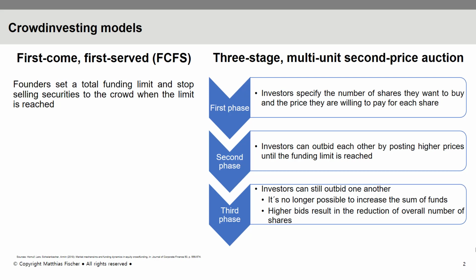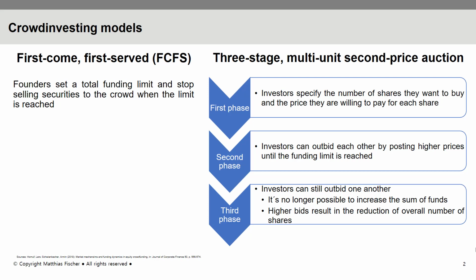The number of tickets and thus the start of the second phase of the auction are not known to the investors until all tickets have been allocated. In this phase, the number of tickets is kept constant and investors can outbid each other with higher prices. It is important to know that the second phase is not limited to the investors of the first phase. Everyone who is registered on the portal can continue to bid. The second phase lasts until the funding limit is reached.